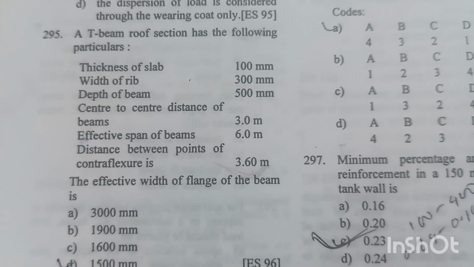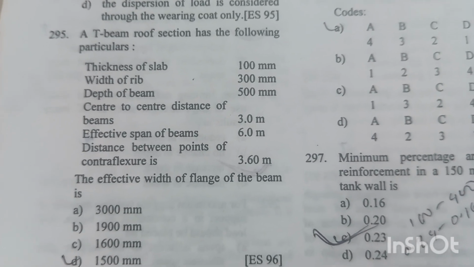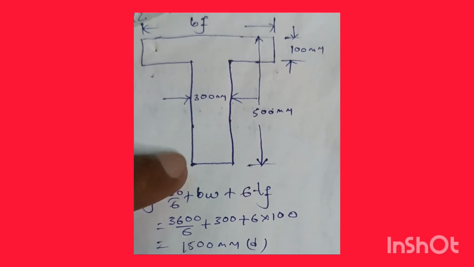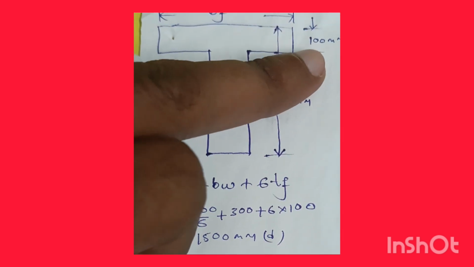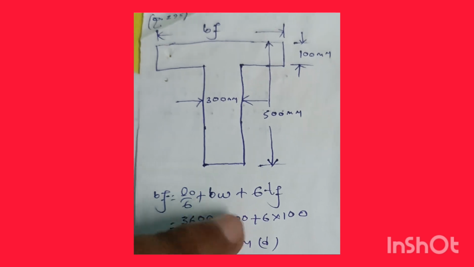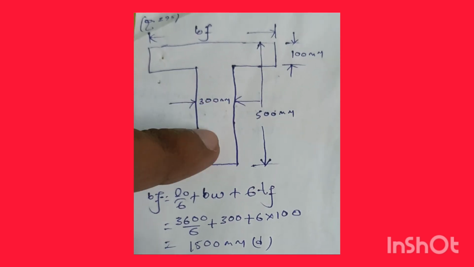Distance between the points of contact flexure is 3.6 meter. The effective width of the flange of the beam is... So we got thickness of the flange of the T beam is equal to 100 mm, and the depth of the T beam is 500 mm, and the breadth of the rib or web thickness is 300 mm.